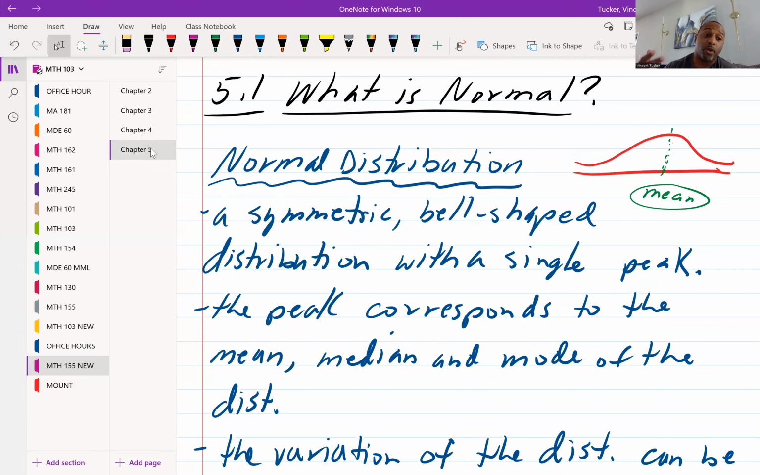And we talked about this already to some degree, a little bit earlier in our earlier sections. So we have our normal distribution, our bell-shaped curve right here. And so that first statement: symmetric bell-shaped distribution with a single peak. And that's what we're looking at right here. That peak corresponds to the mean, median, and mode of the distribution. So mean, median, mode will be right here in the middle. Give me a chance to write those two before I scroll up.